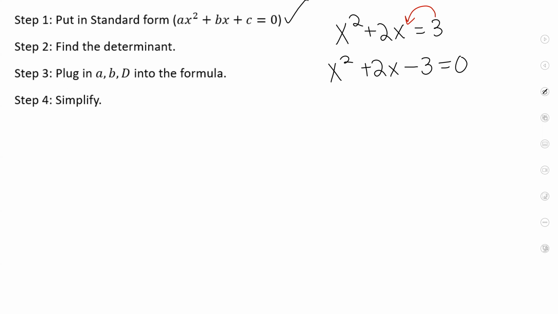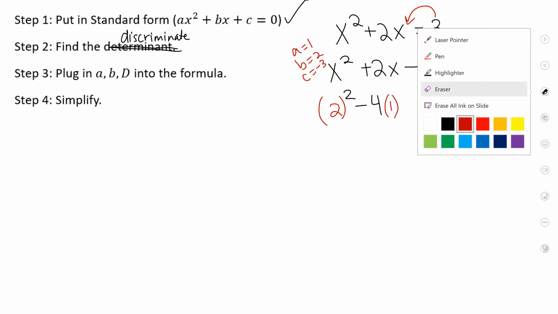Step 2, find the discriminant. Okay, so the discriminant is the formula b squared minus 4ac. Your a value is 1, the b value is 2, and the c value is negative 3. So let's plug those into the discriminant formula. B is 2, a is 1, c is negative 3.